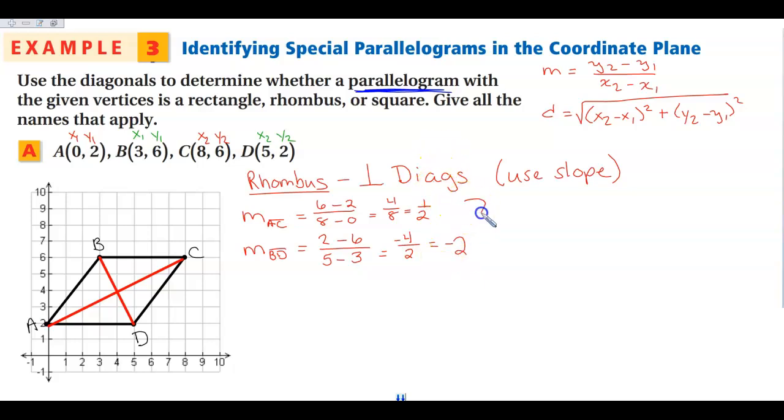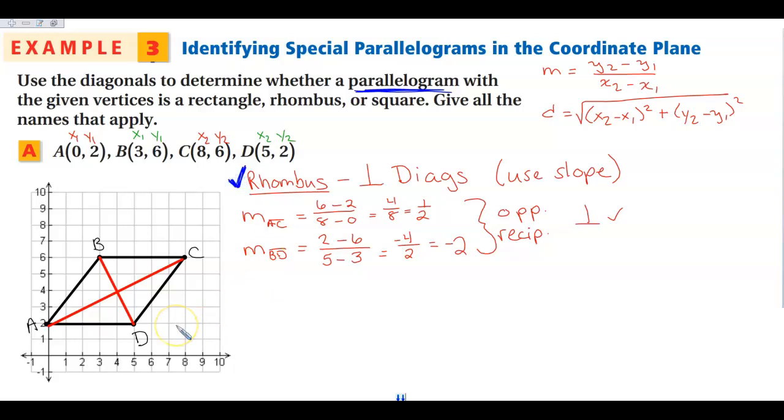Okay, if I look at these two slopes, they are opposite reciprocals of each other. So they are perpendicular. So I do have enough information to know that this is a rhombus.